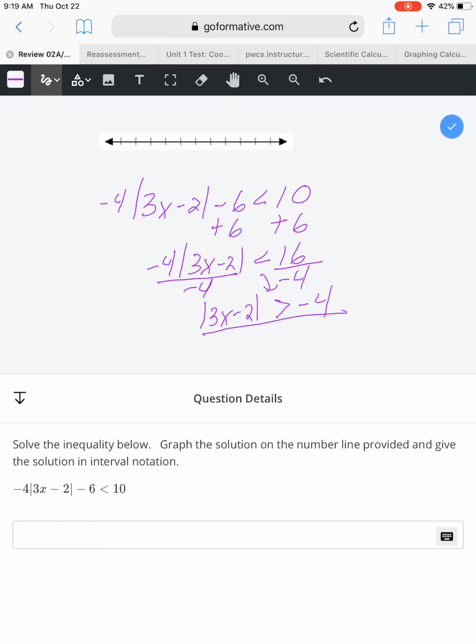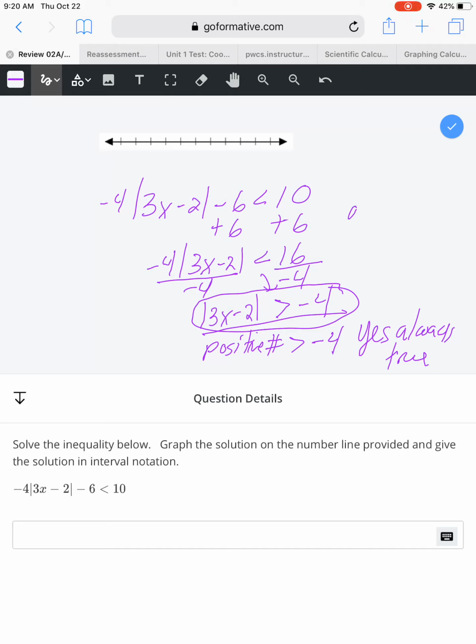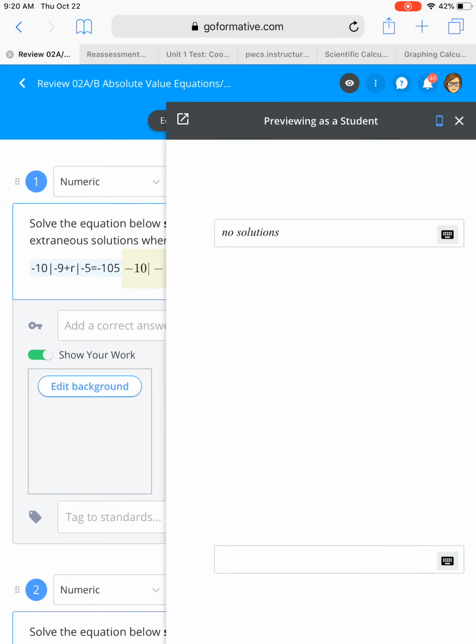I stop right here and I ask myself, okay, this is either going to be no solutions or all real numbers as soon as I have an absolute value by itself. So greater than -4. Well, absolute values, no matter what you put in for x, this is going to be a positive number. Can a positive number be greater than -4? Well, yes, this is always true. So my answer here is going to be all real numbers, or if it asks you for interval notation, from -infinity to +infinity. So it could be any number. Any number that I put in would actually work with that one.